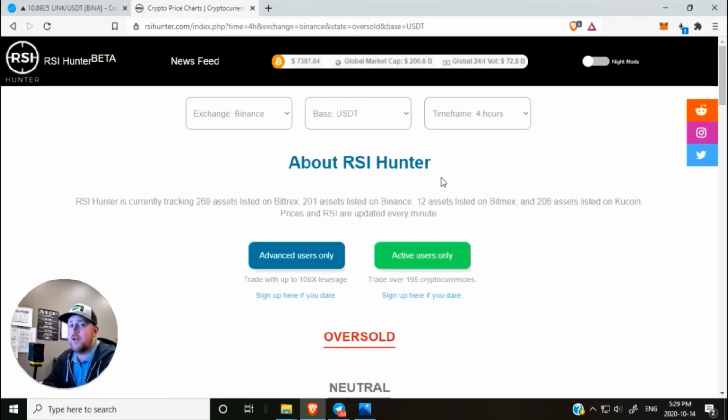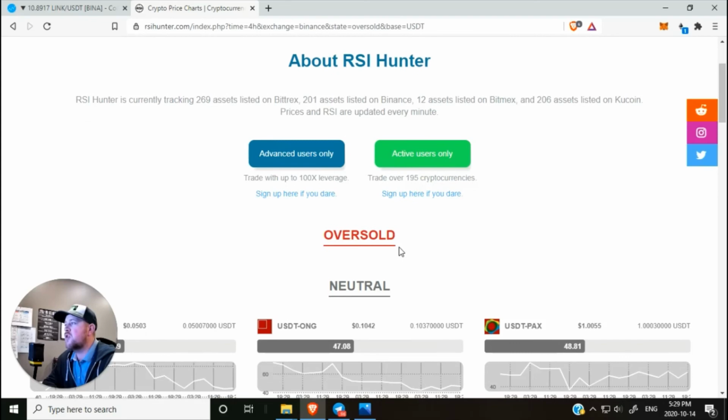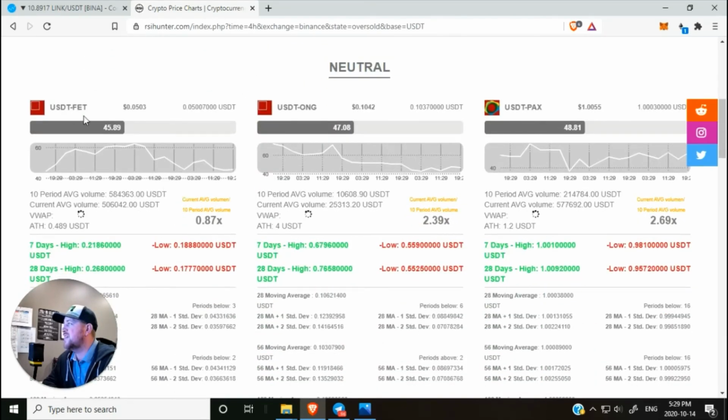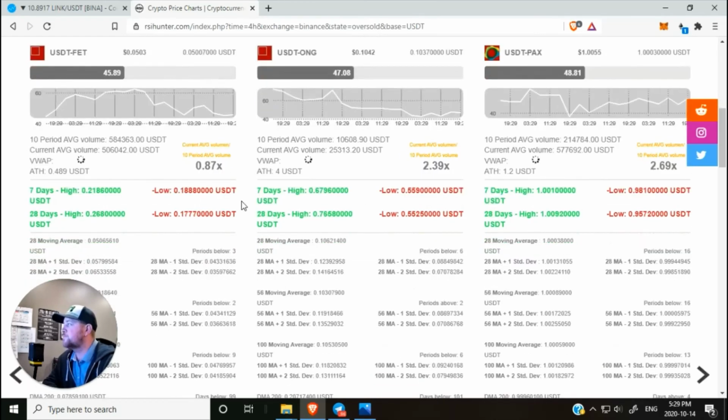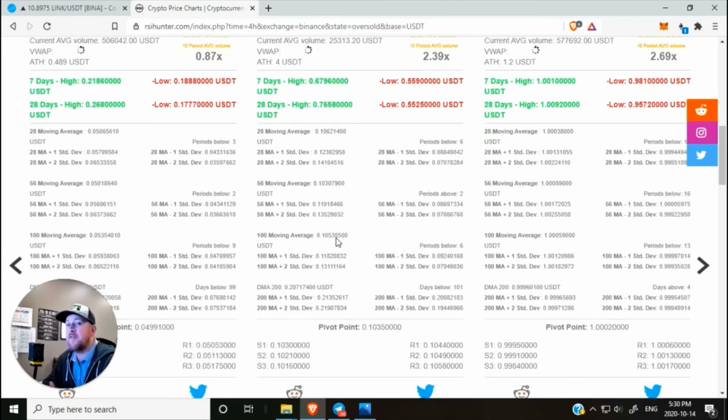So for instance, if I'm going into farming with my Ethereum, I want to kind of have a look at the daily over the next month or two to try and earn on that. But you can see here you have oversold. So USDT FET is at 45.89, ONG 47.48. So they kind of break it all down for you. They give you the average volume, 7-day high, 28-day high, 7-day low, 28-day low. So if you're looking for scalp trades, this might help you out. I haven't spent too much time on here, but I figured I'd show you guys anyways.